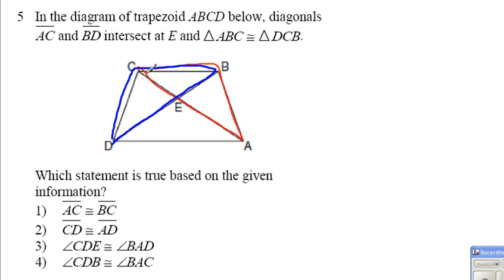AC must be congruent to, not BC, but rather BD, so that one's out. CD and AD: CD is right here, but AD is here, once again, that's not a corresponding part. Angle CDE, which is this angle, is equal to BAD, oh, that's not quite the same. That's also out. CDB, that angle is equal to BAC, that portion of the angle. That is correct, due to CPCTC.